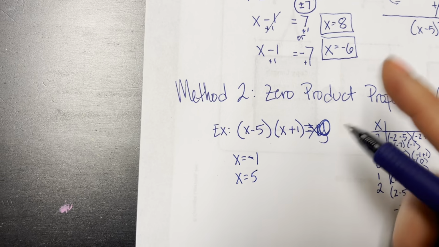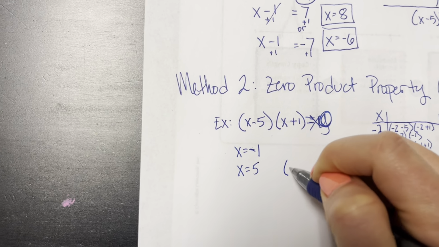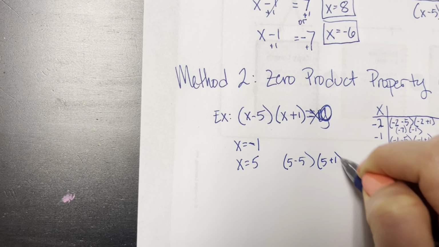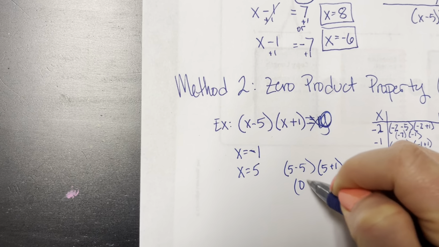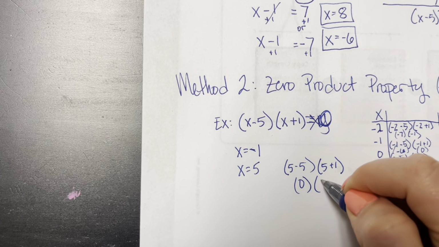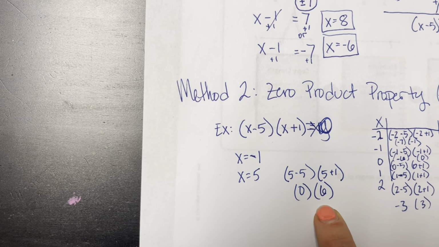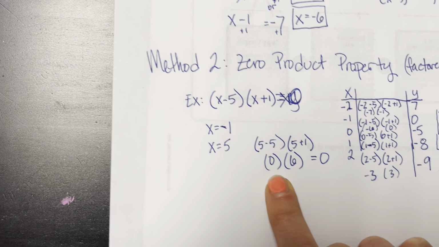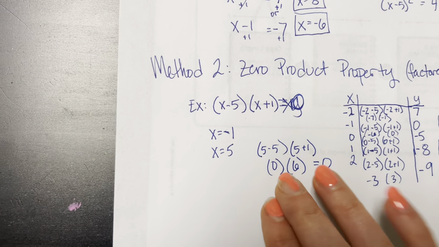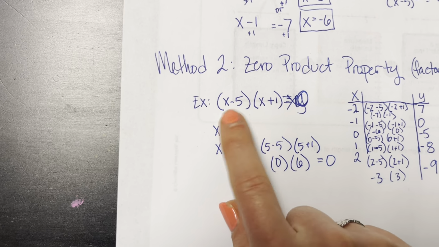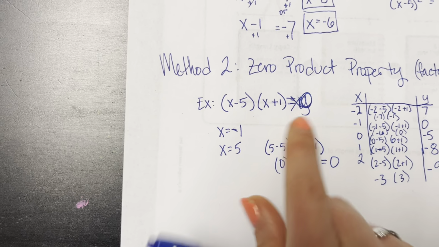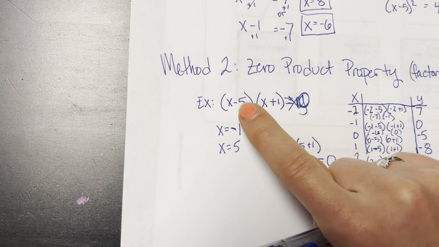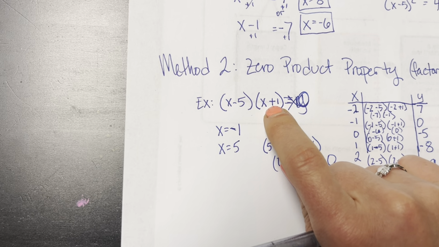Because if you plug in 5, you get 5 minus 5 times 5 plus 1. 5 minus 5 is 0, and 0 times 6 is 0. So what we're looking for is one of these two numbers to be 0, so the whole thing zeroes out. You might have noticed these are our R1 and R2 values.